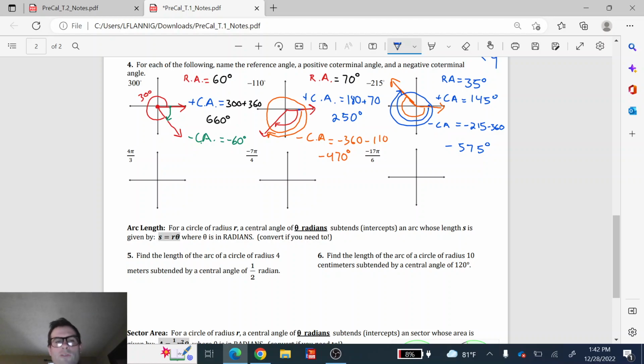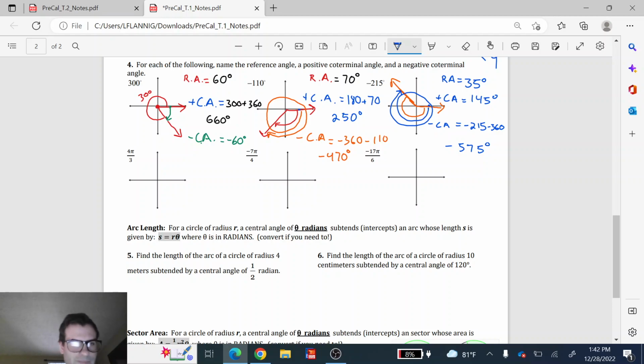Again, to go over, the reference angle is the angle closest to the x-axis. The positive coterminal angle is going counterclockwise and hitting the line. If it's the first time it hits the line and it's a positive degree, it just is that angle. If it's not, you have to go one time around again. And then same thing with the negative coterminal angle, where you go from the standard position and work your way clockwise this time.